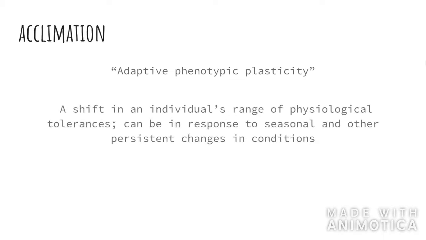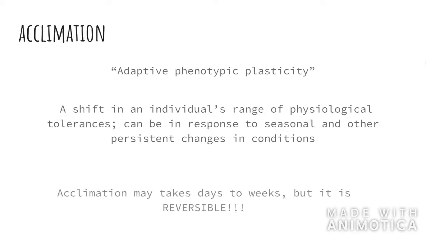Acclimation, which can be referred to as adaptive phenotypic plasticity, is a shift in an individual's range of physiological tolerances due to the changes in conditions. It is a reversible process that takes time to occur.